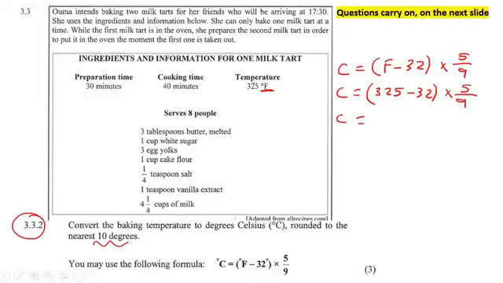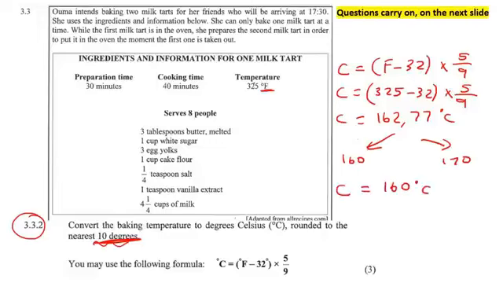So wherever you see a bracket, put a bracket. And that's going to be 162,77 degrees Celsius, okay? But they said round it to the nearest 10 degrees. So you could either go to 160 or 170. Which one is correct? Which one is closer to this number? Well, that would be the 160. So the Celsius temperature is going to be 160 degrees Celsius.